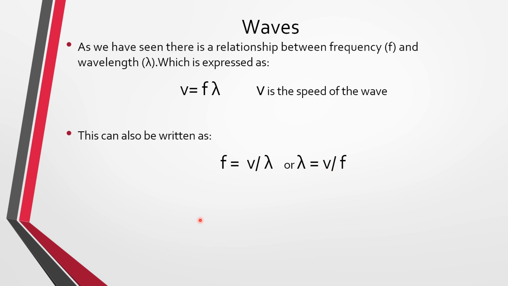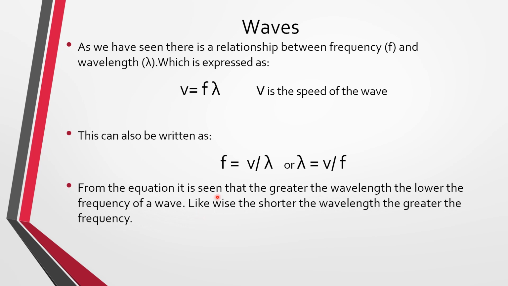From the equation, we can see that the greater the wavelength, so the larger this number is on the bottom of a fraction, the answer is going to be lower. So something like 1/2 is a bigger number than 1/4, right? So the 4 is a larger number on the bottom, so the frequency is going to be a lower value if the wavelength becomes larger.